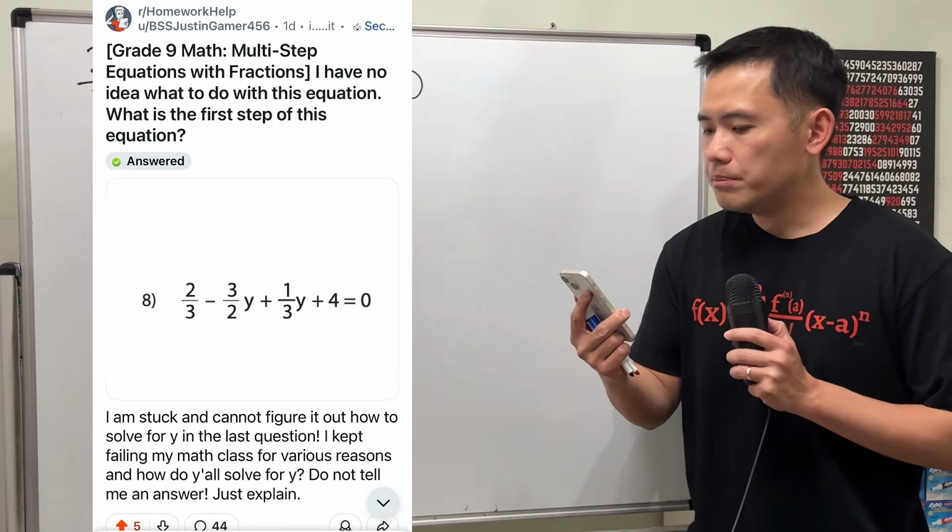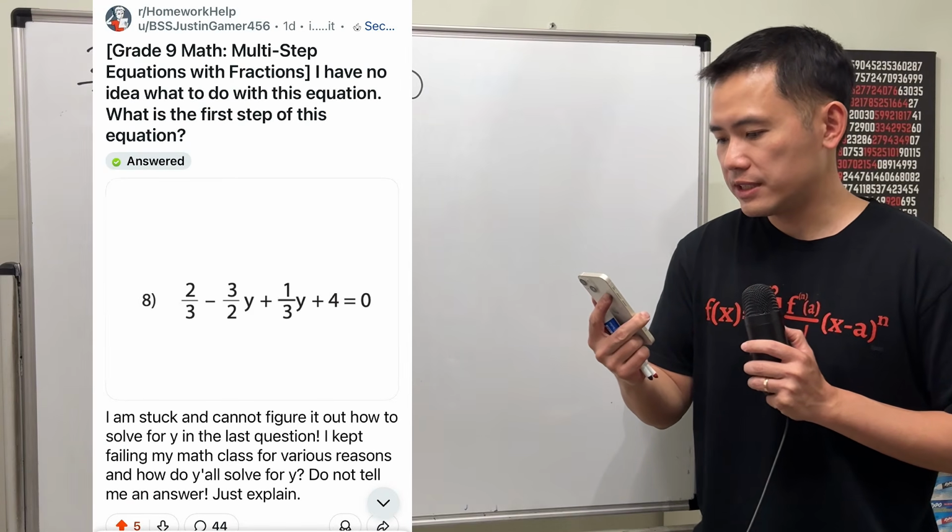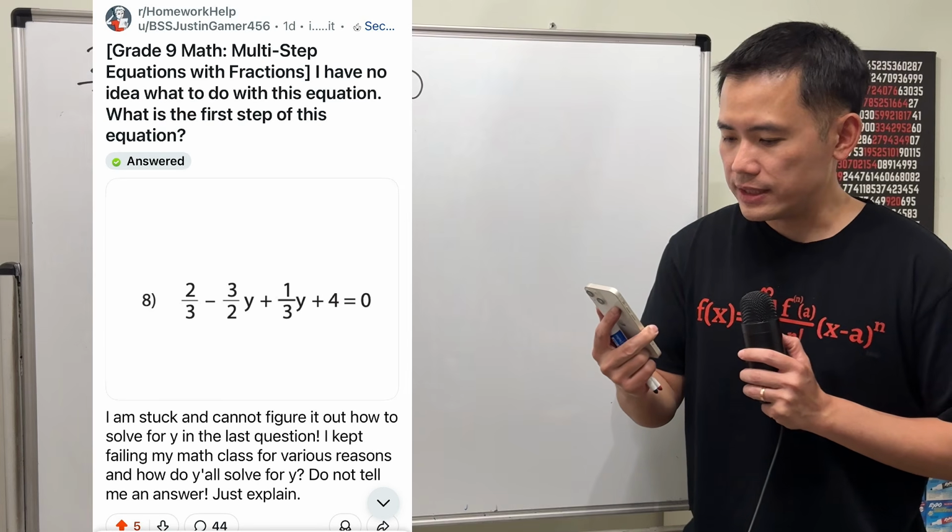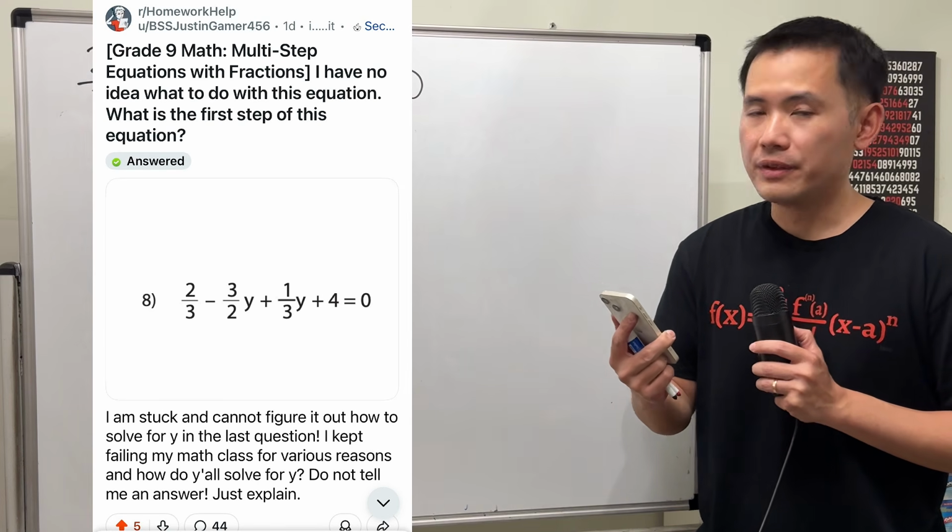Grade 9 Math, multi-step equations with fractions. I have no idea what to do with this equation. What's the first step of this equation?